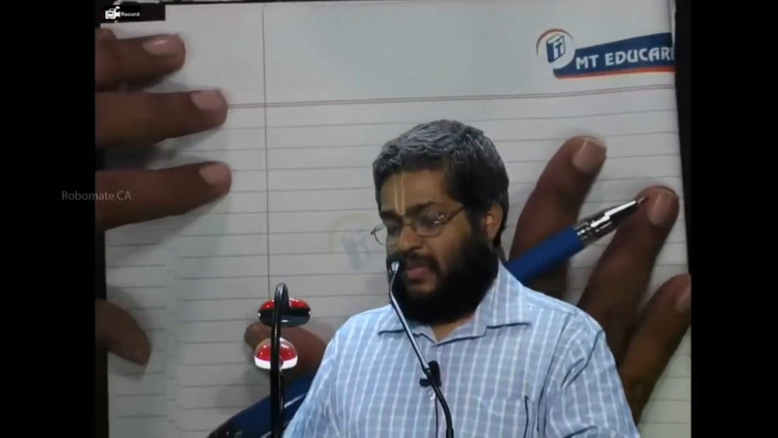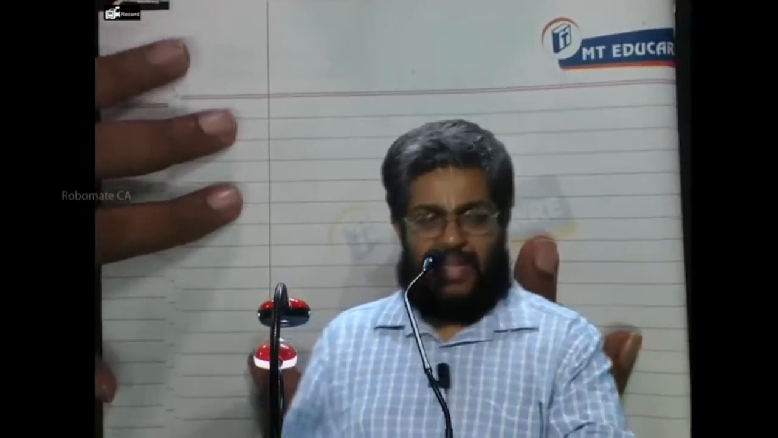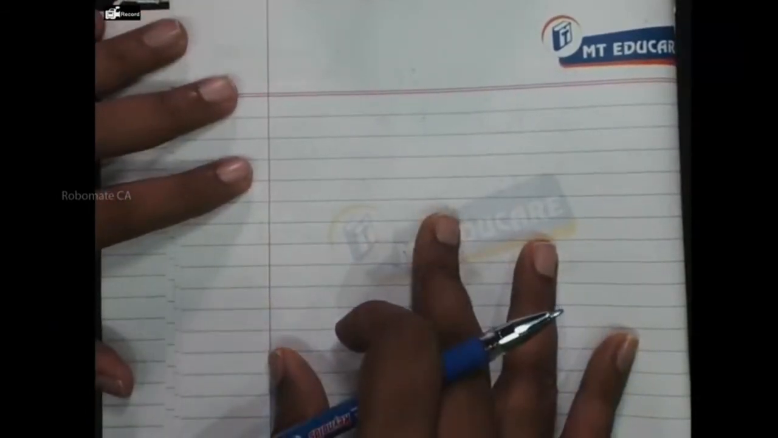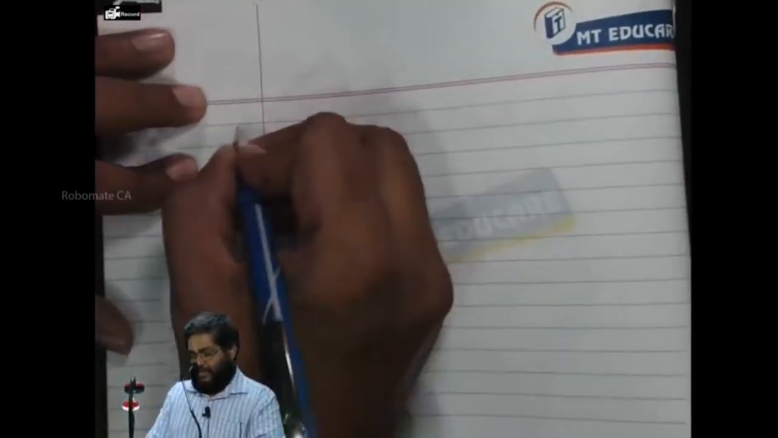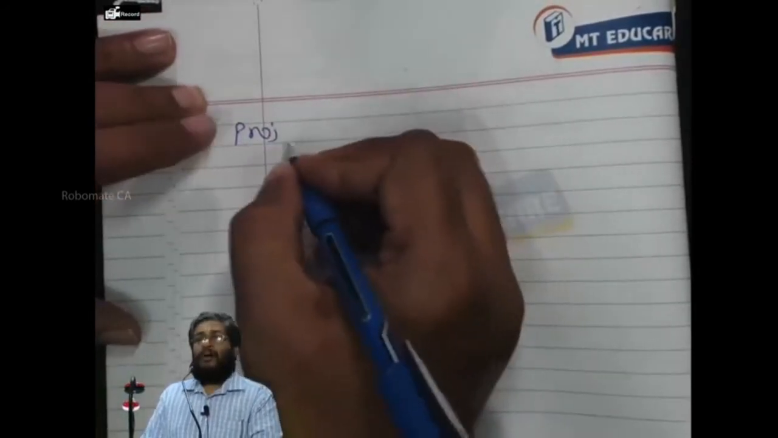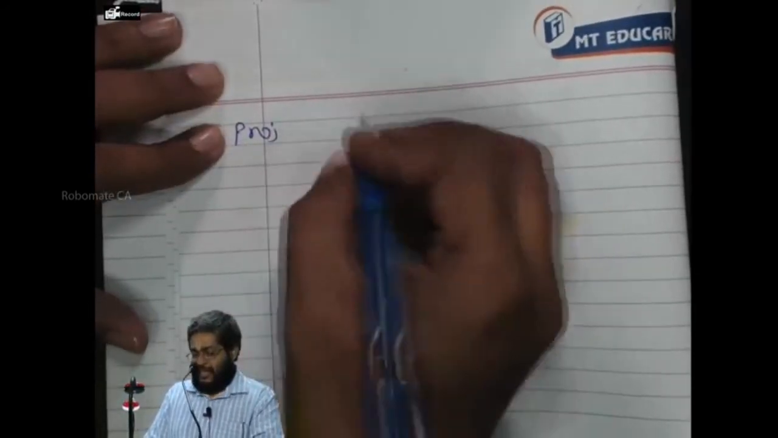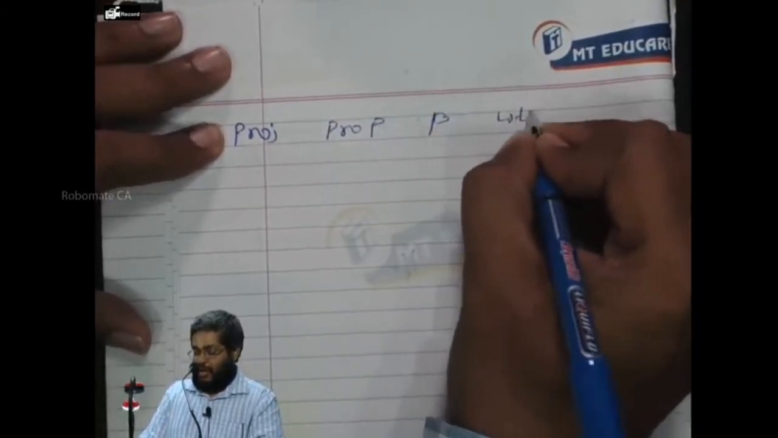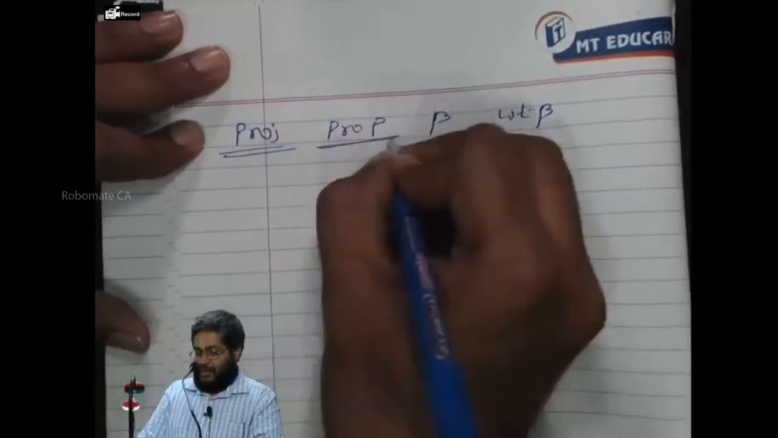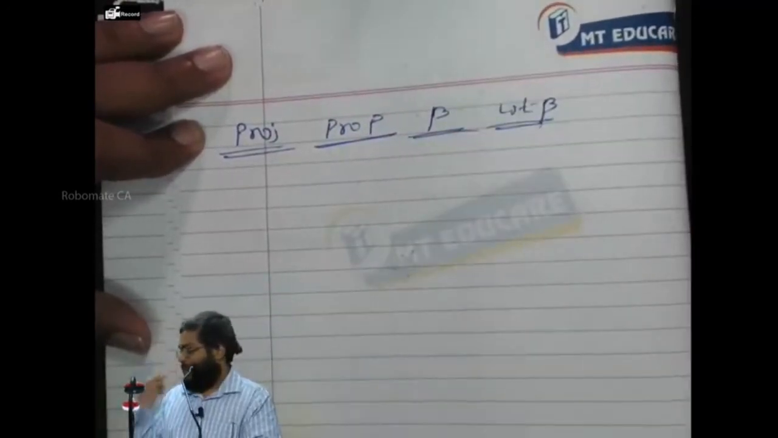The revised beta value of the company is as follows. Can I proceed? Now tell me the columns here. First column is what? Project. Normally you have securities, here you have projects. Second column is proportion. Third column is beta. Fourth column is weighted beta.